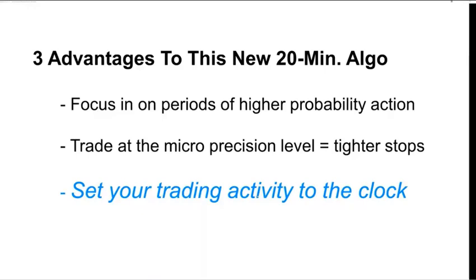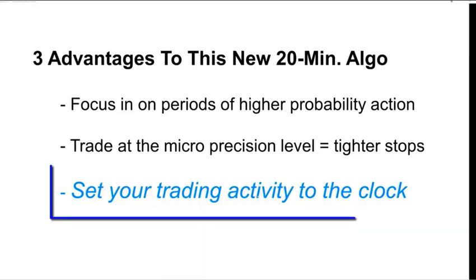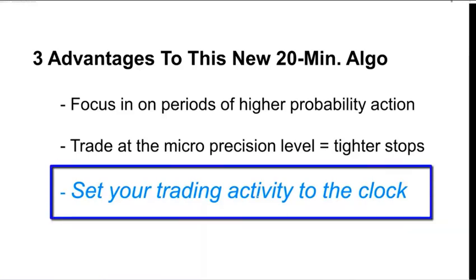And the greatest, and I think the coolest thing about this whole new algo, is you can set your trading activity to the clock. So that means you can, on your smartphone, have a 20-minute timer.